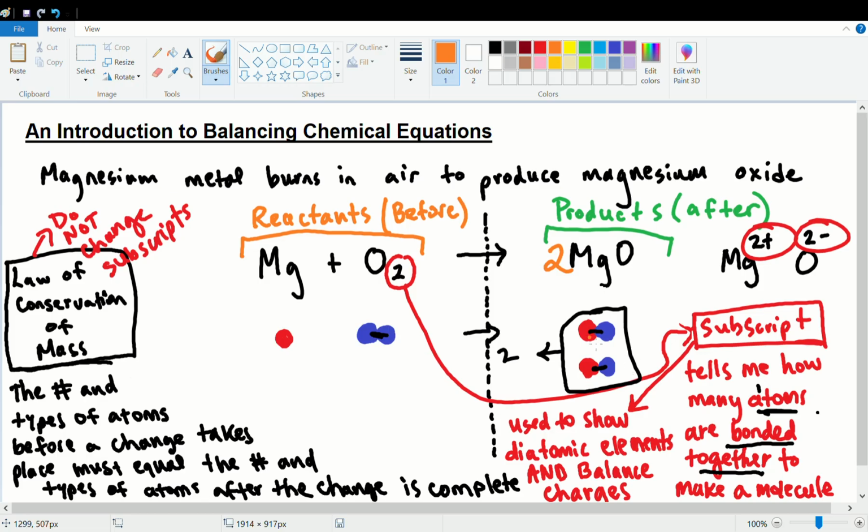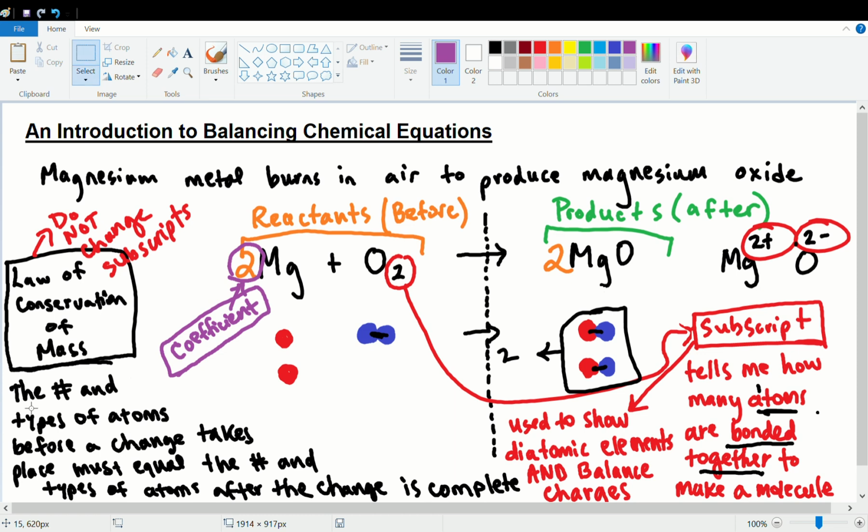But now I've messed up my magnesiums. I have 2 magnesiums on the right and 1 magnesium on the left. So now I'm going to go over here. I'm going to draw another magnesium. And because I did that, I'm going to put a 2 out in front of this magnesium. And when I draw these bigger numbers out in front of the molecule or the atom, I'll use purple. I call that number a coefficient. And coefficients are different than subscripts.